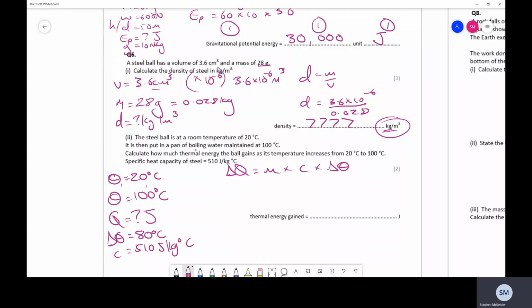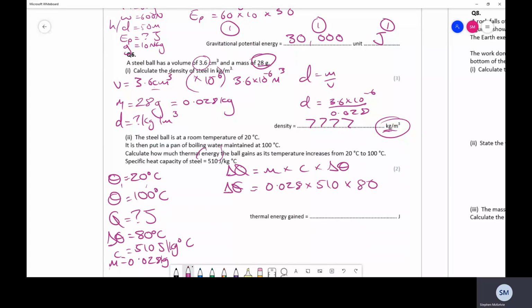Oh no, sorry, I don't have to do any rearranging. It's just asking for that. So delta Q is equal to the mass. Where do I get my mass from? Well, it's a volume of this and a mass of this. I've already worked out my mass to be 0.028 kilograms. So I'll put that in here, 0.028 times specific heat capacity, joules per kilogram. I don't have to do anything fancy with that. Multiplied by the change in temperature, which is 80. Pop that into my calculator.